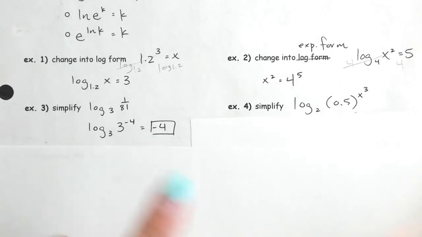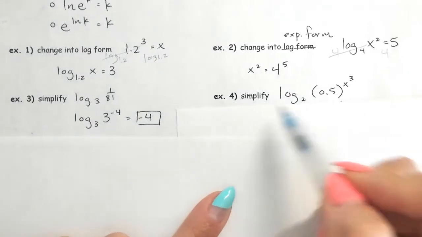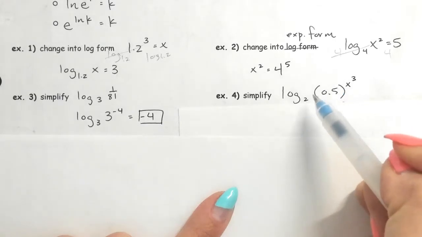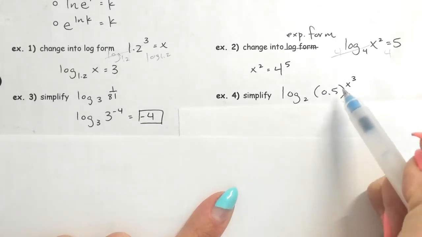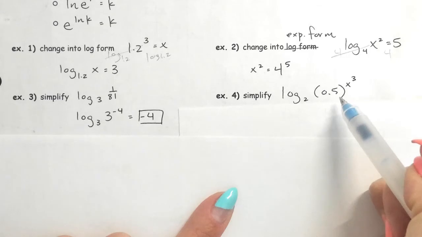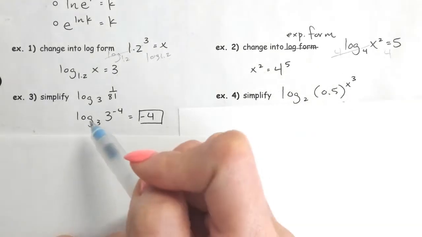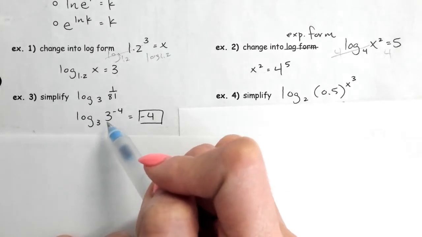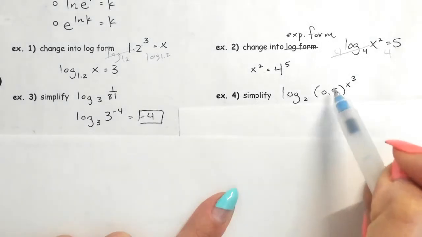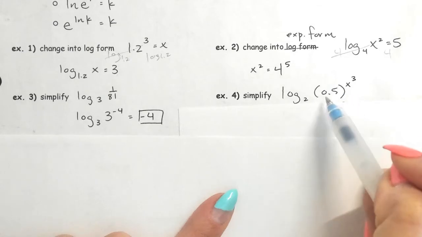This one's a little crazy looking, but if I want to simplify this, what I want to focus on first is this piece in here. So how can I rewrite 0.5 to make it into a 2 to the something power, because that's what I want, right? This is base 3, and then 3 to the something. This is base 2. I want this to be 2 to the something power.